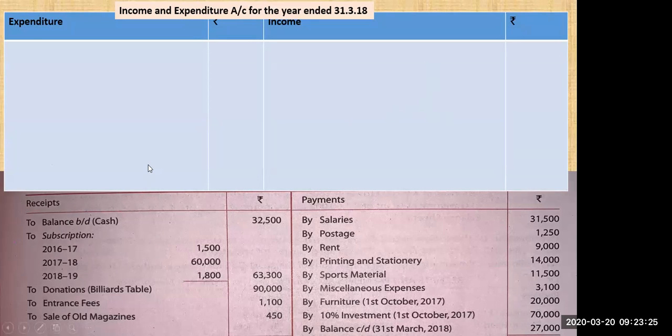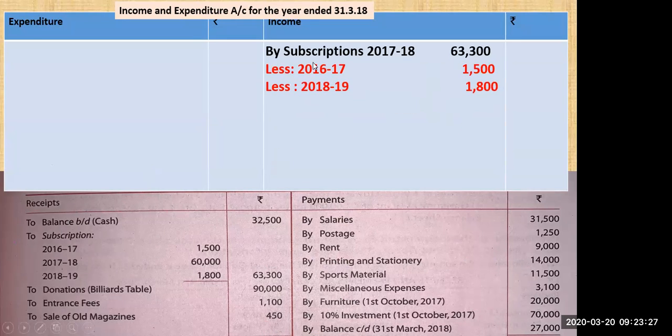Now first is by subscription 63,300, less for 2016-17 1,500, less for 2018-19 1,800. I have subtracted these two amounts, but you have to show it here like this. You cannot take straight away 60,000. Note down.